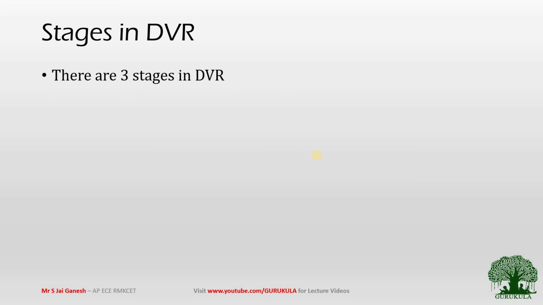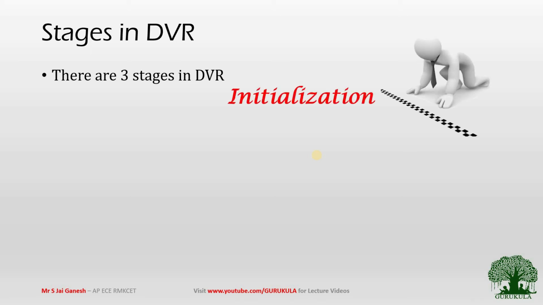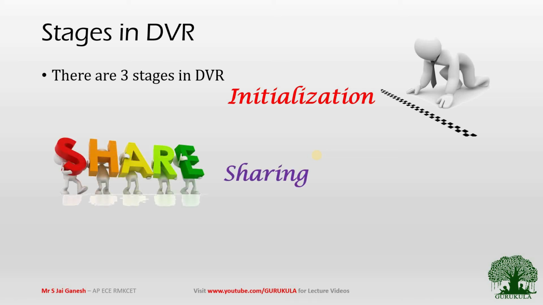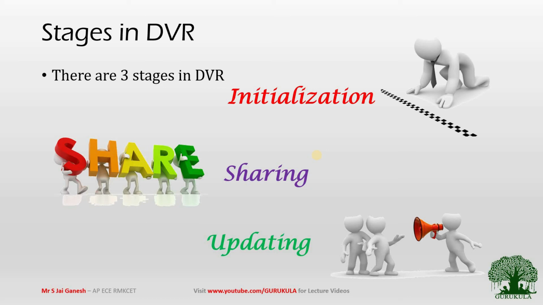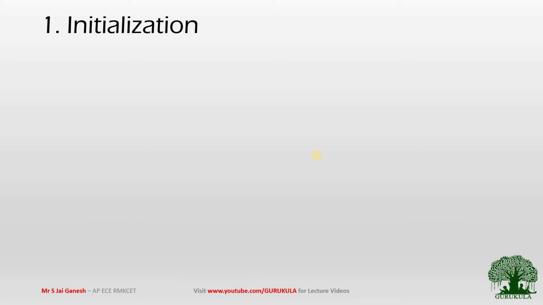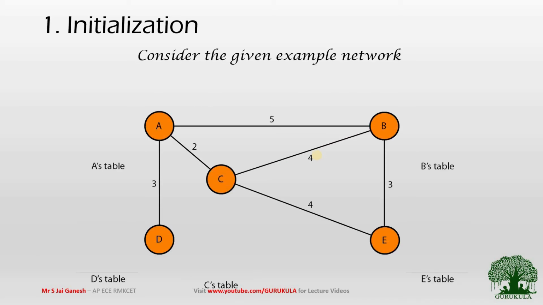So getting into the actual computation process of distance vector routing, there are three stages which we need to come across in order to compute the routing table. The first stage is initialization, the second stage is sharing, and the last stage is updating others. These three stages will be performed by each and every node in the network in order to compute the final routing table. So first let us see what happens in the initialization, and let us consider this given example network.